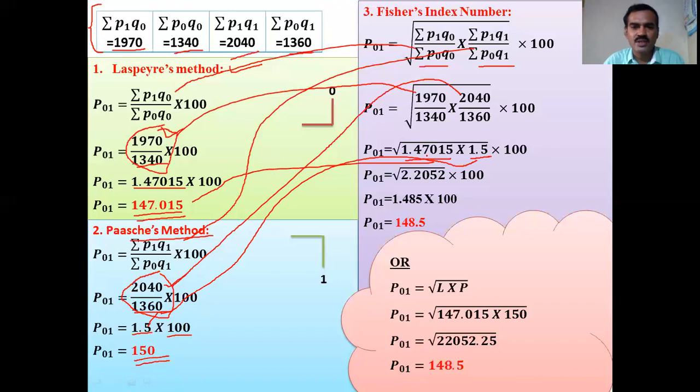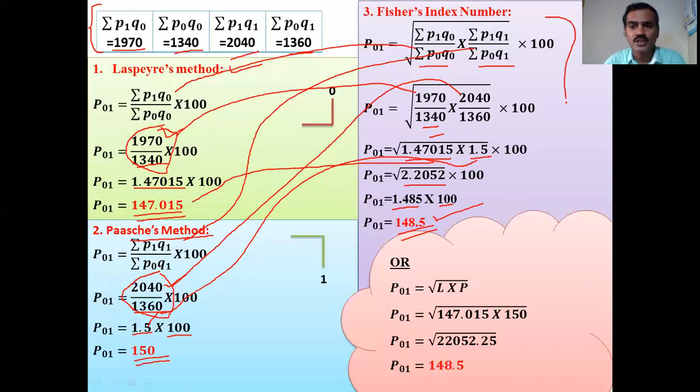So directly you can refer to this: 1970 divided by 1340 gives 1.47015, and 2040 divided by 1360 gives 1.5. Multiplying 1.47015 with 1.5, you get 2.2052. The square root of this is 1.485. Multiply it with 100, you will get 148.5. So it is about how the index number is to be calculated.